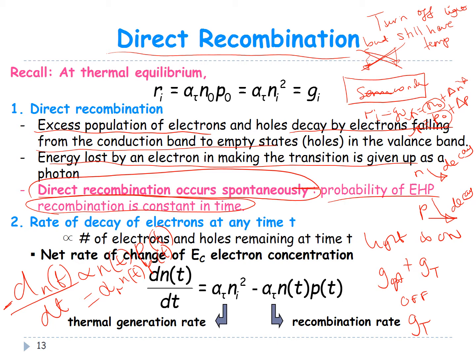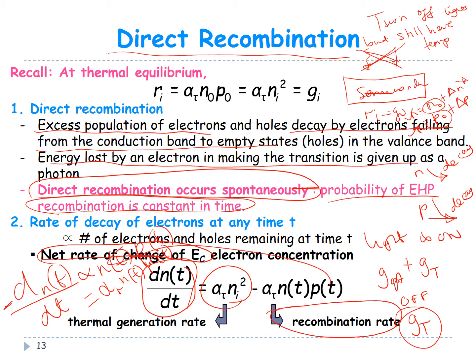Now we know the rate of decay. So when we now consider the net rate of change of electron concentration, we should add thermal generation. Remember that when you turn off the light, you still have the thermal generation. So the net rate of change of conduction band electron concentration is going to be equal to the thermal generation rate minus the recombination rate. So this is the recombination rate, and to that you add the thermal generation rate.